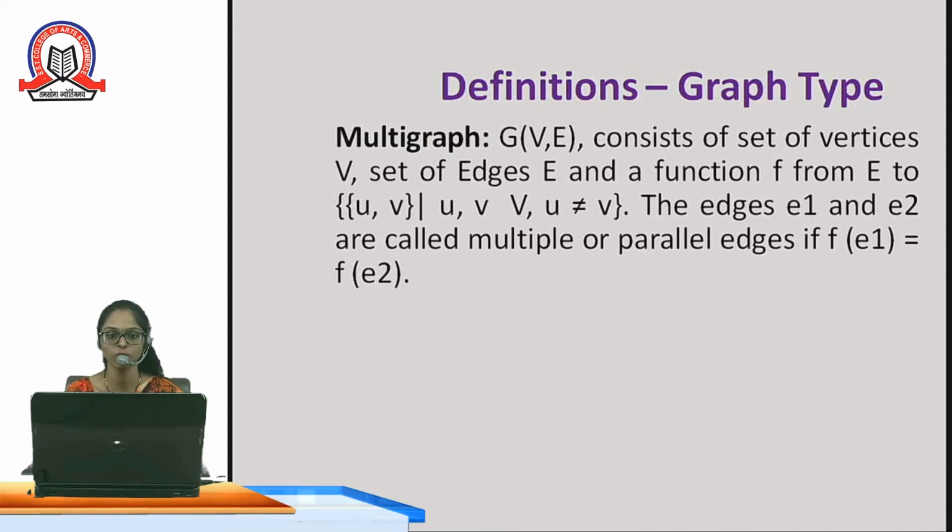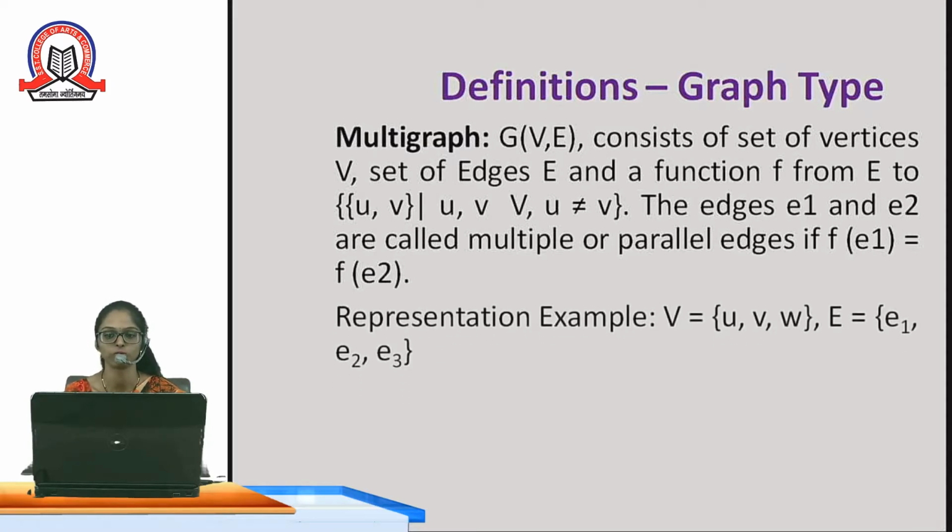G is (V, E), where V consists of a set of vertices and E consists of a set of edges. Then my function f is from E to V, that is (U, V) is represented by an edge of the graph. The edges E1 and E2 are called multiple or parallel edges, that is f(E1) is equal to f(E2). This is the E1 function.